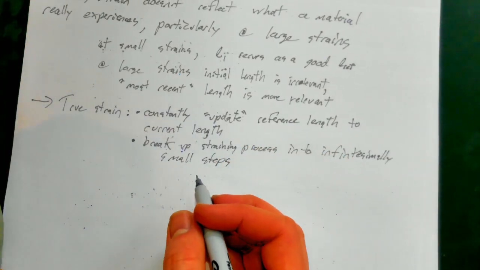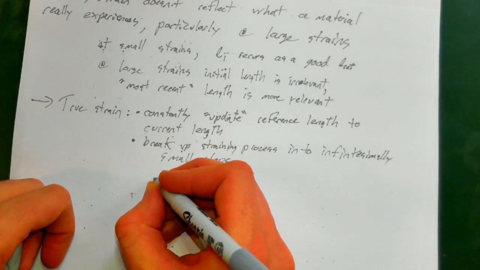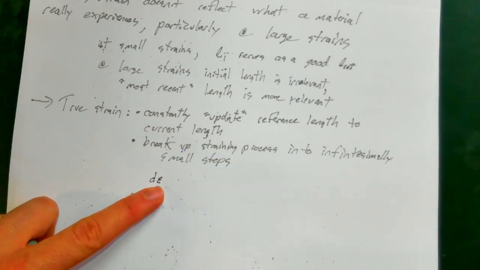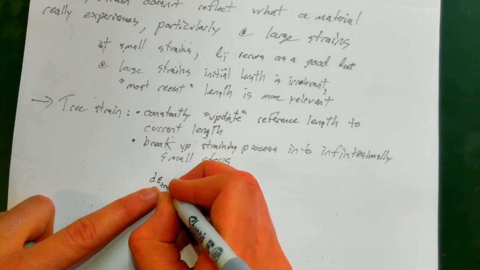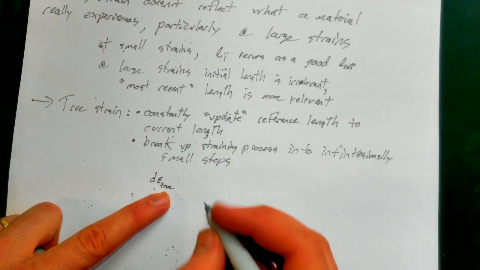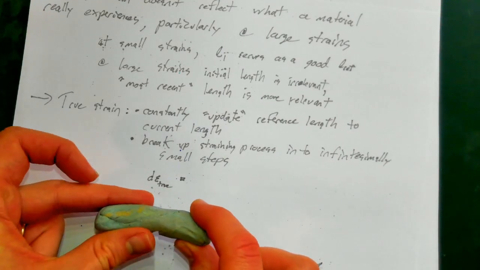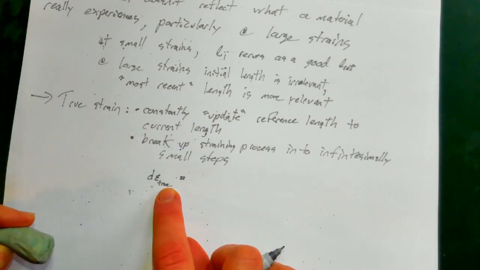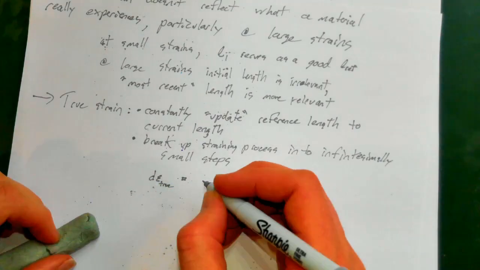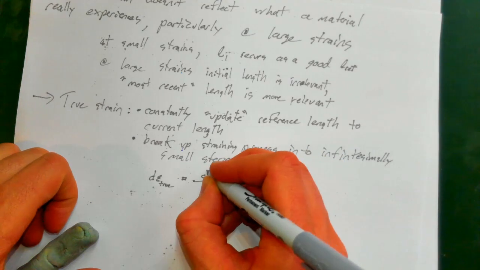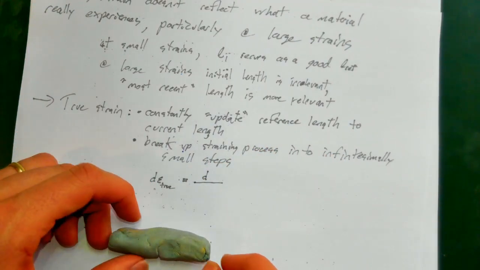So what does that mean? Instead of describing a single strain for the overall process, we'll define an infinitesimally small strain, and I'll call this, let's say, d epsilon true. I'll define this increment in the true strain that something experiences, right? This sort of infinitesimally small step in strain as an infinitesimally small step in the change in length.